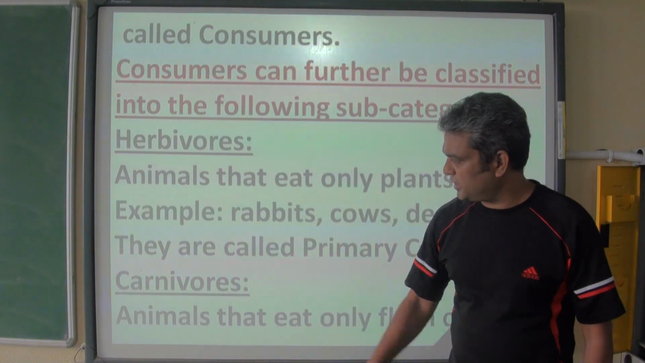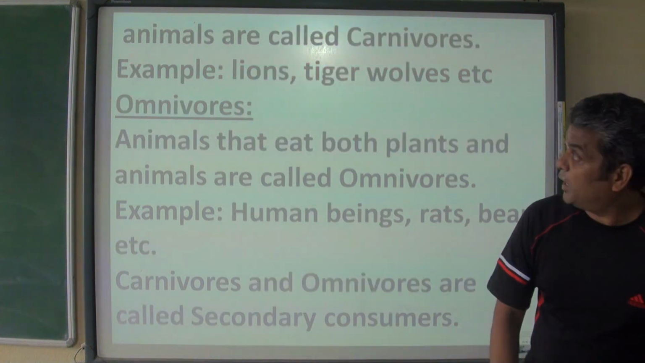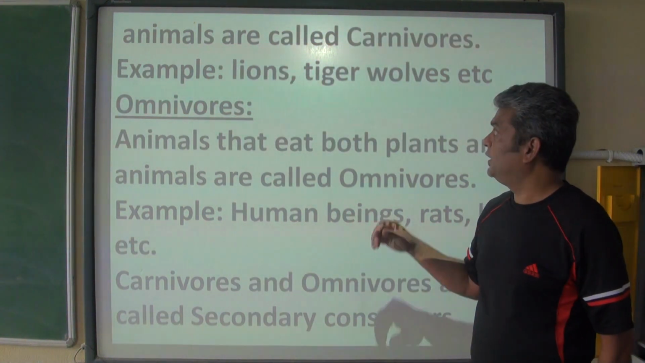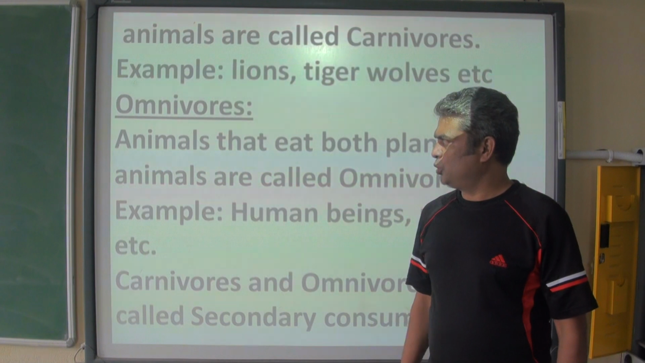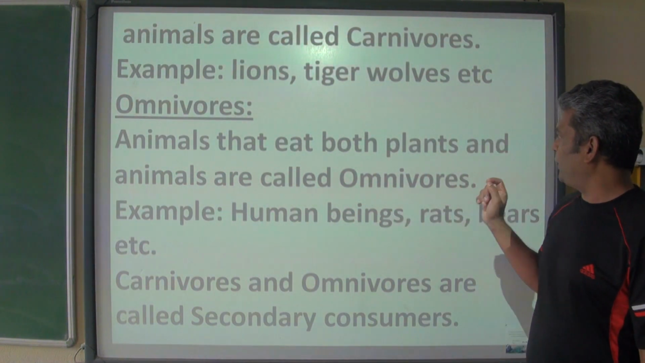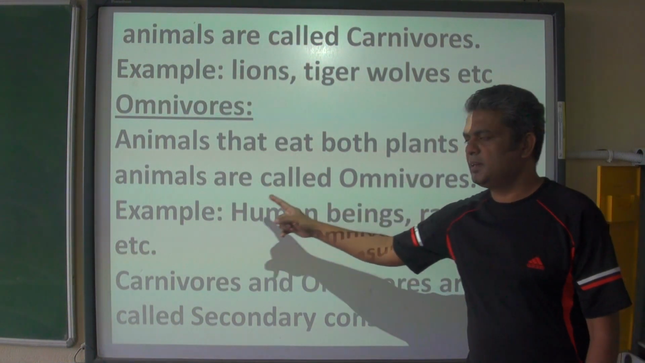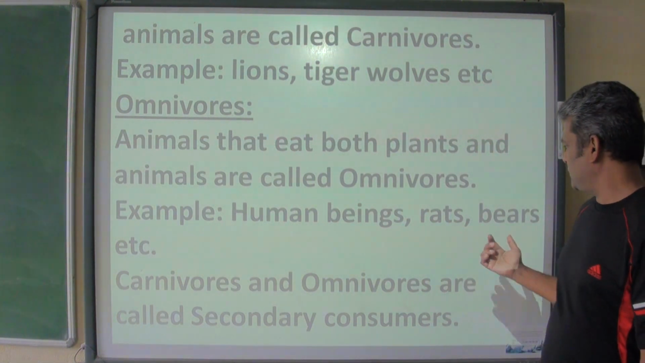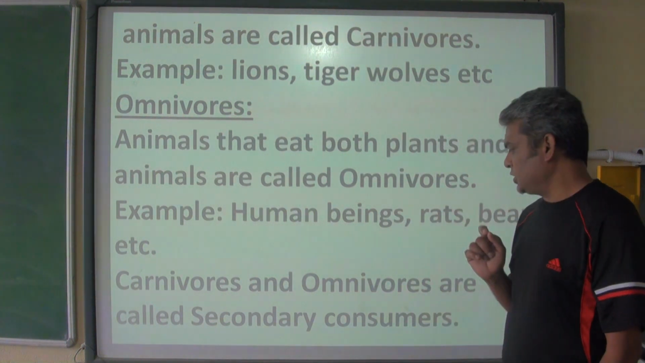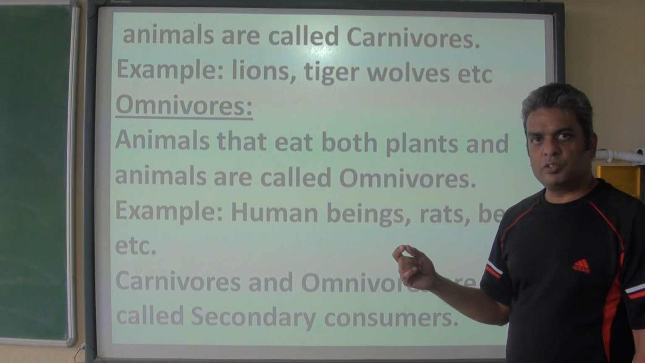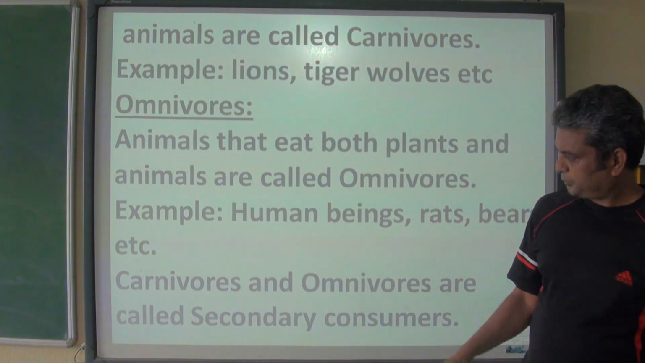Then we have another category that are carnivores. And who are carnivores? Animals that eat only flesh of other animals are called carnivores. Example, lion, tiger, wolves. Then we have another category that is omnivores. Omnivores, animals that eat both plants and animals are called omnivores. Okay, they eat both plants and animals. Example, human beings, rats, bears, etc. Carnivores and omnivores are called secondary consumers. Who was the first primary consumer? Herbivores. Now we have secondary consumers, that is omnivores and carnivores.